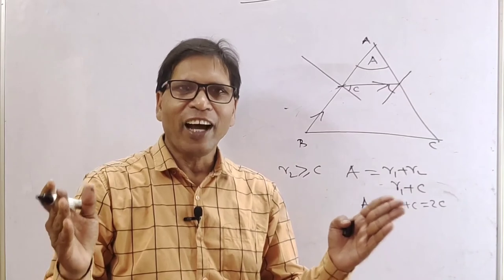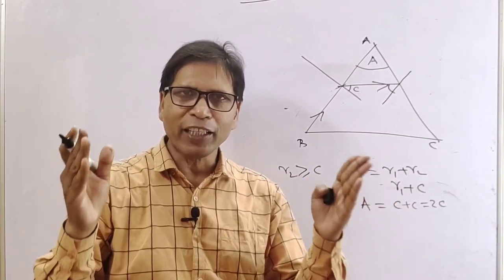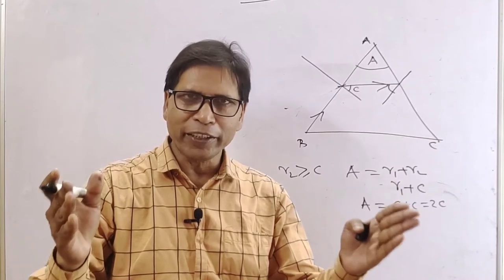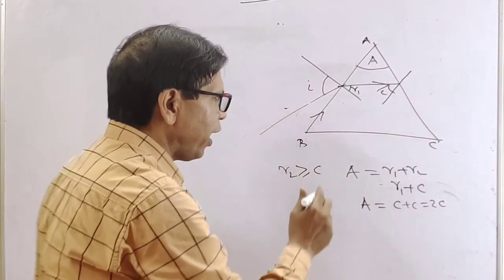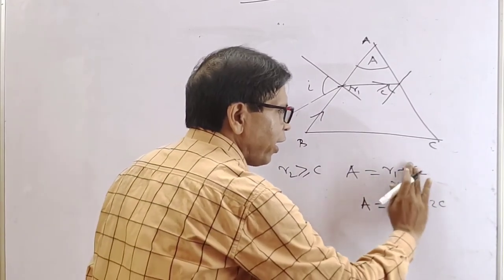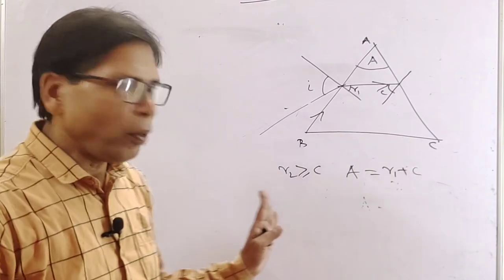Understood? Now, limiting angle of incidence such that no emergent beam is obtained. So, the relation among these, look at this, here R2 is replaced by C. Okay? No problem?